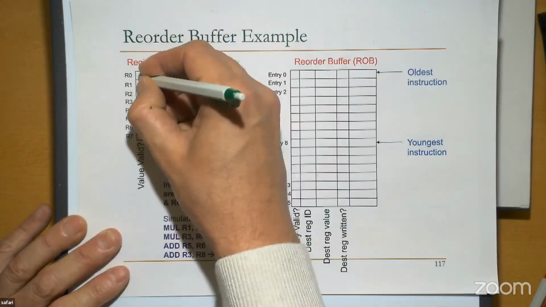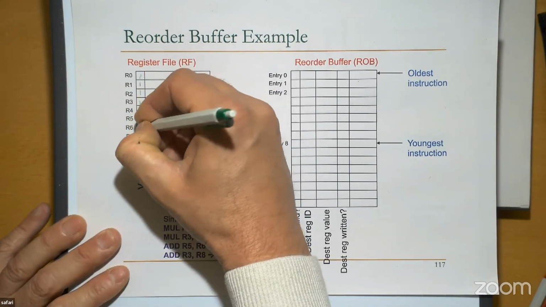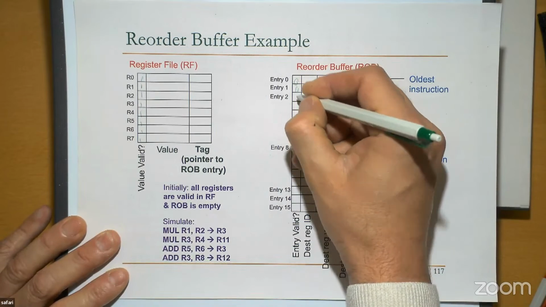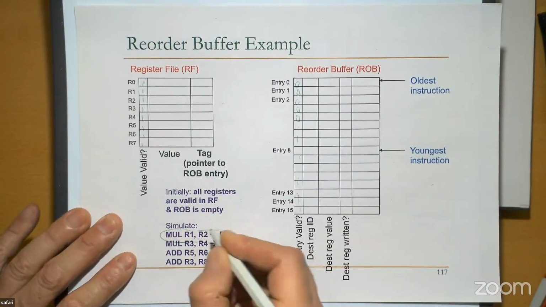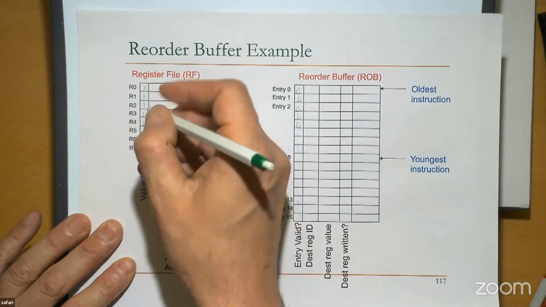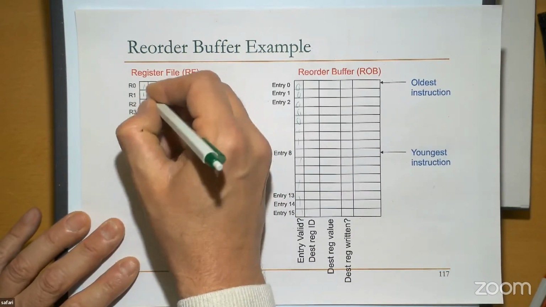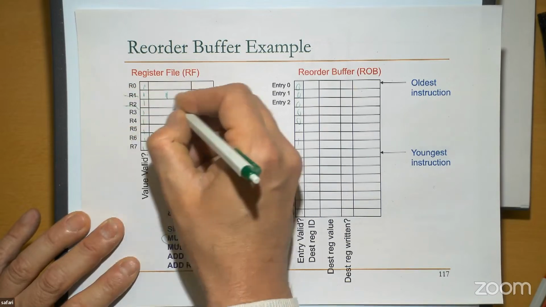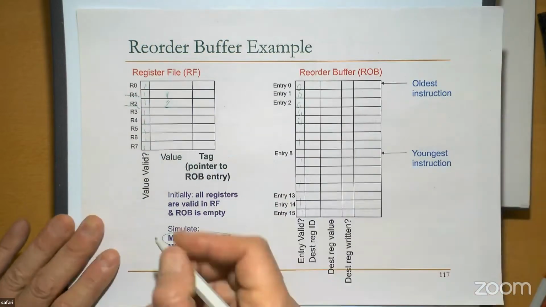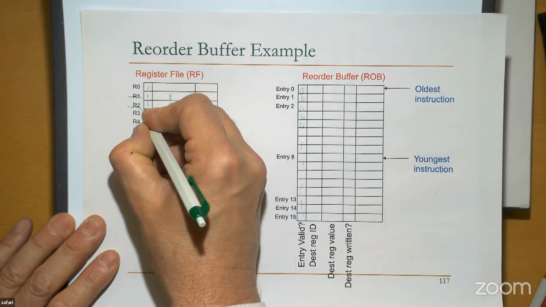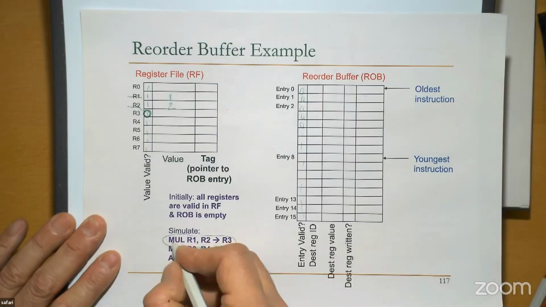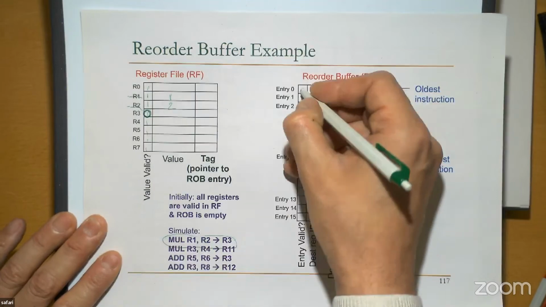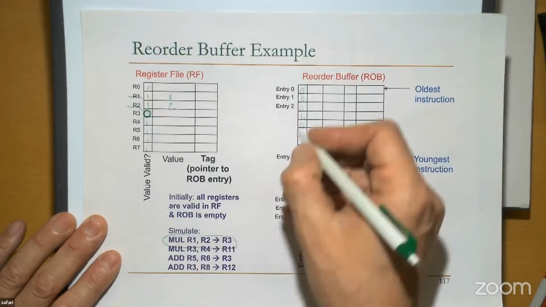So initially, all registers are valid, the same thing, and all reorder buffer entries are invalid. Okay, you can fill the rest. We're going to decode this instruction. Multiply R1, R2, goes to R3. You get the value in R1, that's good, it's there. You get the value in R2, that's good, that's there. This instruction can execute. We set register 3 to 0, basically, meaning that it's not valid because this is going to produce the value. Now we allocate a reorder buffer entry for this multiply.